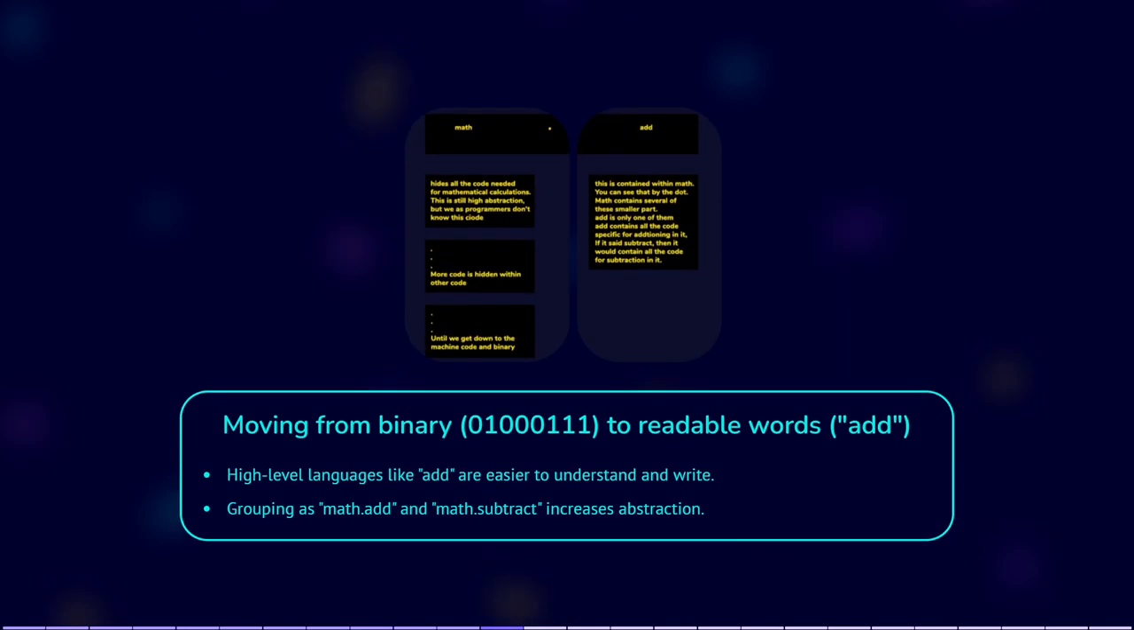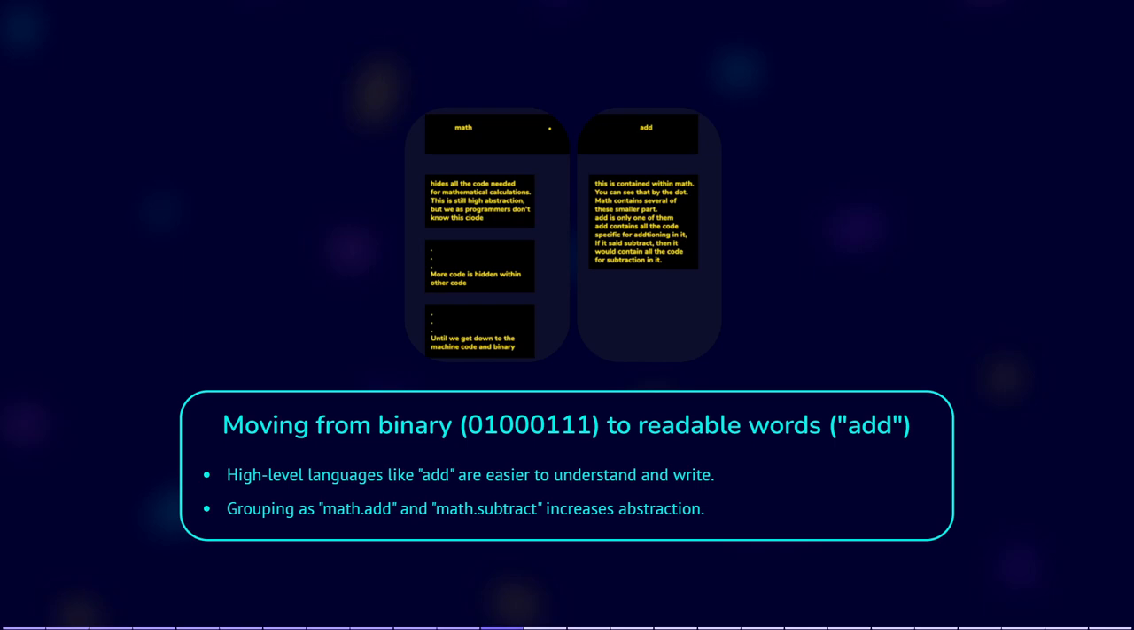For example, while it is hard to read add and understand what that means, it's easier to read and write than 0100111. But add gets translated by the computer into 0100111 anyway in the end. The closer to the 0100111 we are to binary, the lower the language.